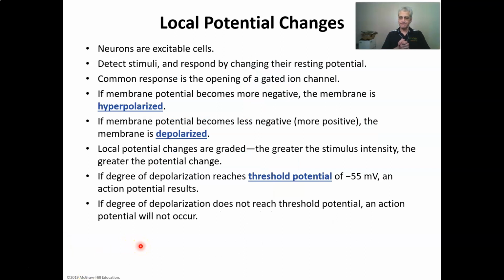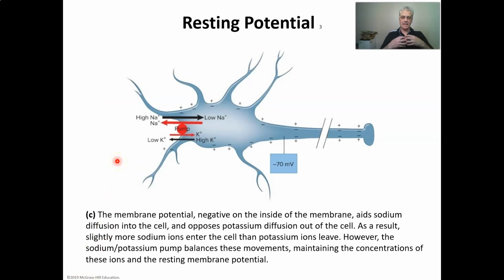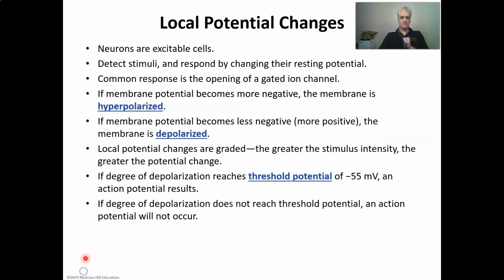Okay, now what? This neuron is referred to as a polarized cell. It's ready to go, and it is polarized. It's charged, if you will. All right, now how are we going to make it send information to the next neuron? Well, we have to depolarize it.